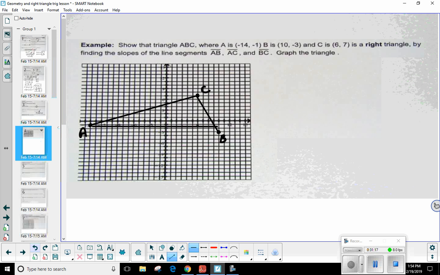Anyways, who would like to come on up and show me how this works? Okay, so we need to find the slope of AB, we need to find the slope of AC, and then we need to find the slope of BC. Okay.